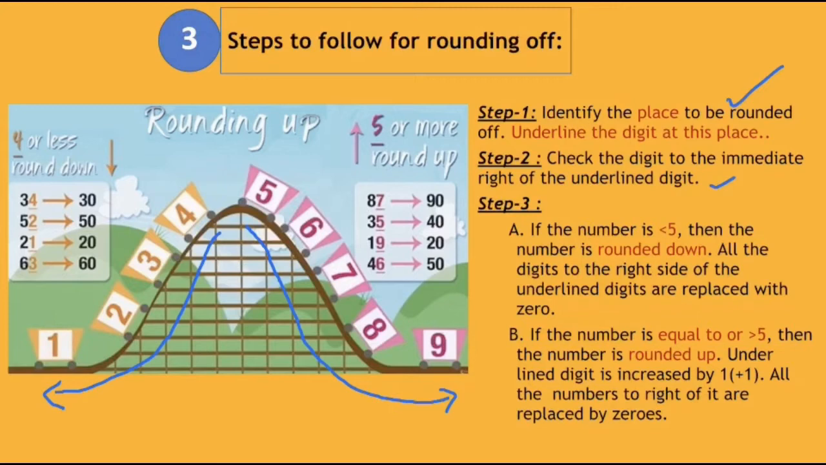If the number is less than 5, then the number is rounded down. All the digits to the right side of the underlined digit are replaced with 0. In the second condition, if the number is equal to or greater than 5, then the number is rounded up. That means the underlined digit is increased by 1. All the numbers to the right side of it are replaced by zeros, but the left side numbers remain the same.